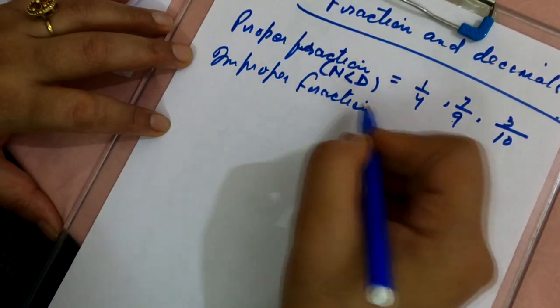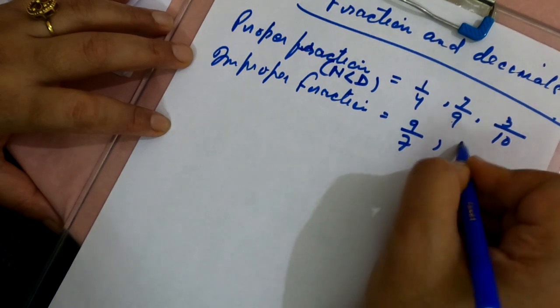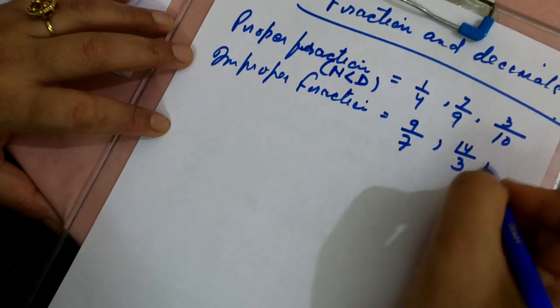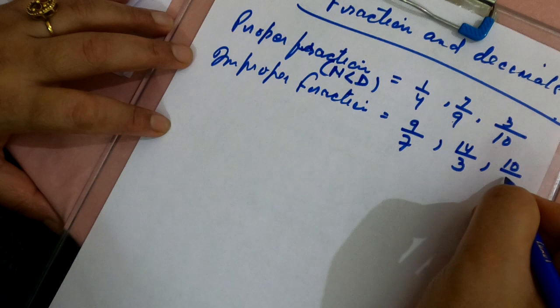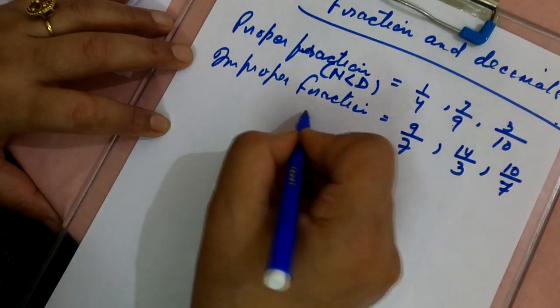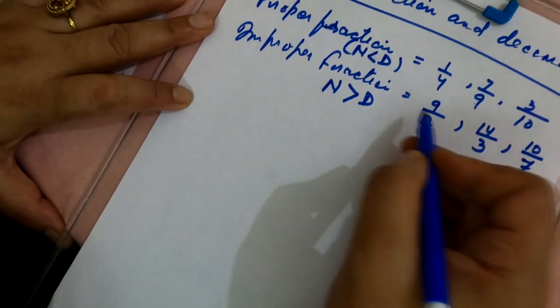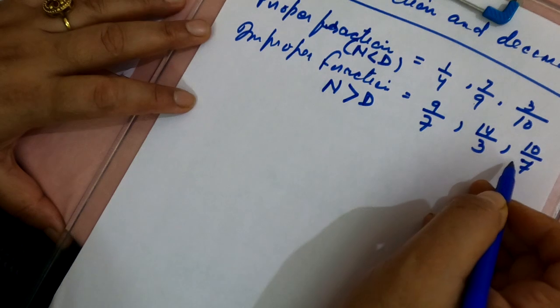Whereas in the case of improper fractions, you will come to know that 9 upon 7, 14 upon 3, 10 upon 7, etc., where the numerator is bigger than the denominator. So these kinds of numbers are called improper fractions.